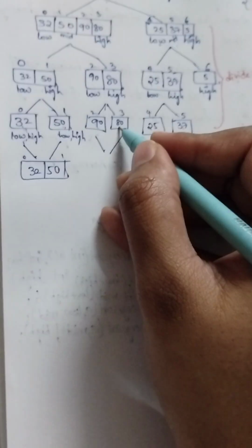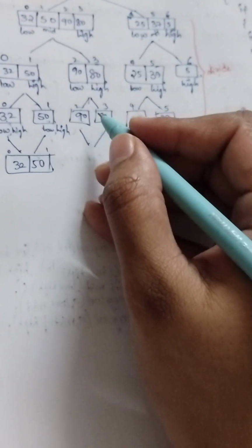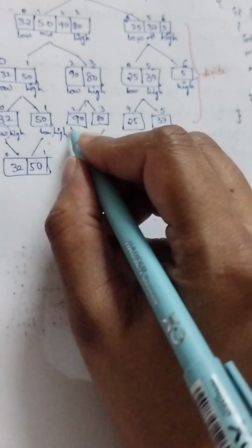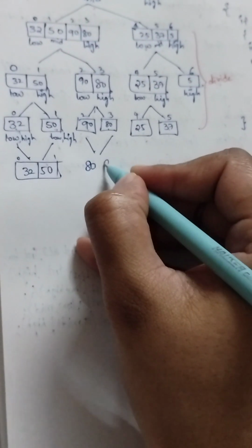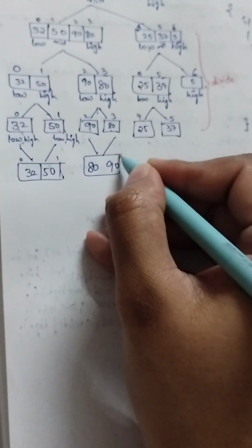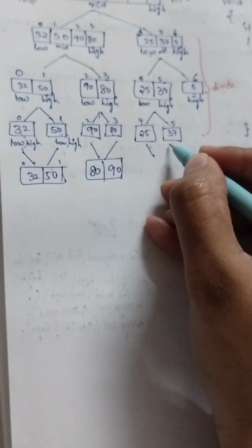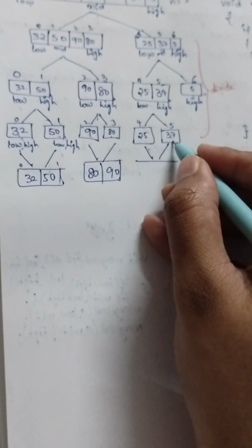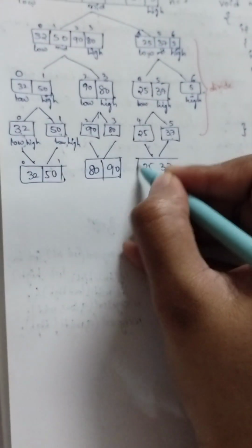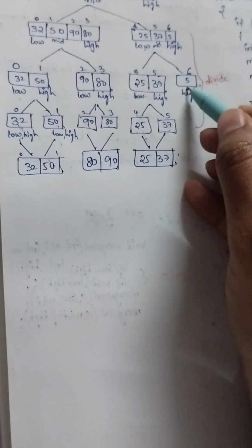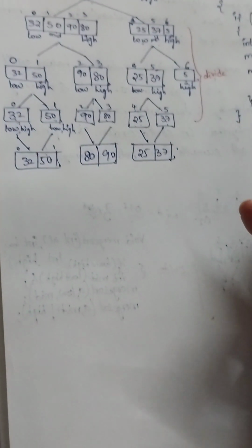Now 90 and 80, as I am supposed to arrange the array in ascending order. So 90 and 80, which one is smaller? 80 is smaller. So first we are going to write 80, and next we are going to write what? 90, right? And again we are going to merge these two numbers. Now 25 and 37, which one is smaller? 25 is smaller, and next 37, right? And now we are not merging this, okay? In the next step we are going to merge this one and this one, right?